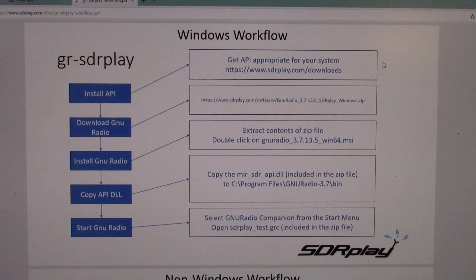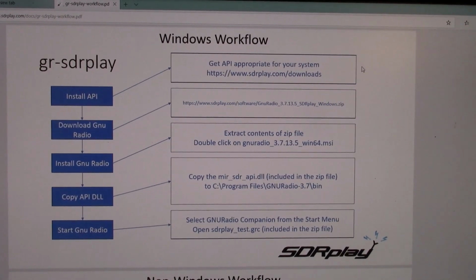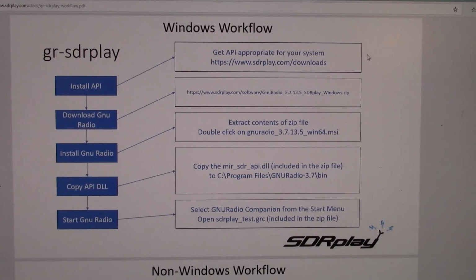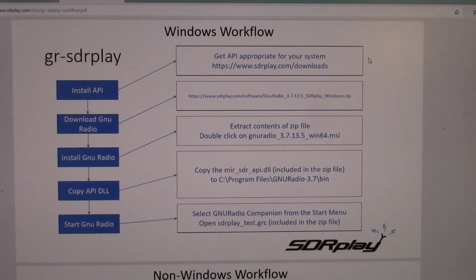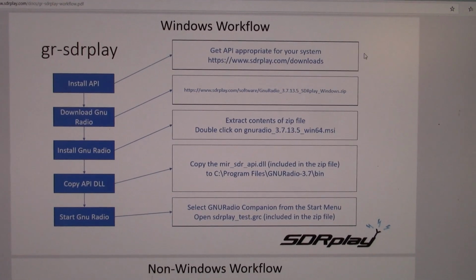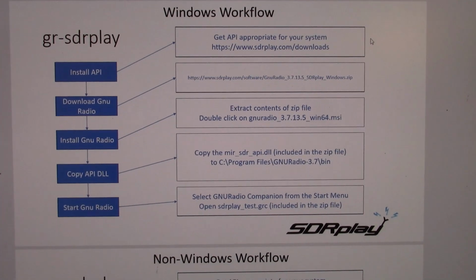In this video we show how easy it is to use an SDRplay RSP as a radio source for GNU Radio running on Windows. Here is the GNU Radio SDRplay Windows workflow page, which has clickable links, and we're using this for this demonstration.